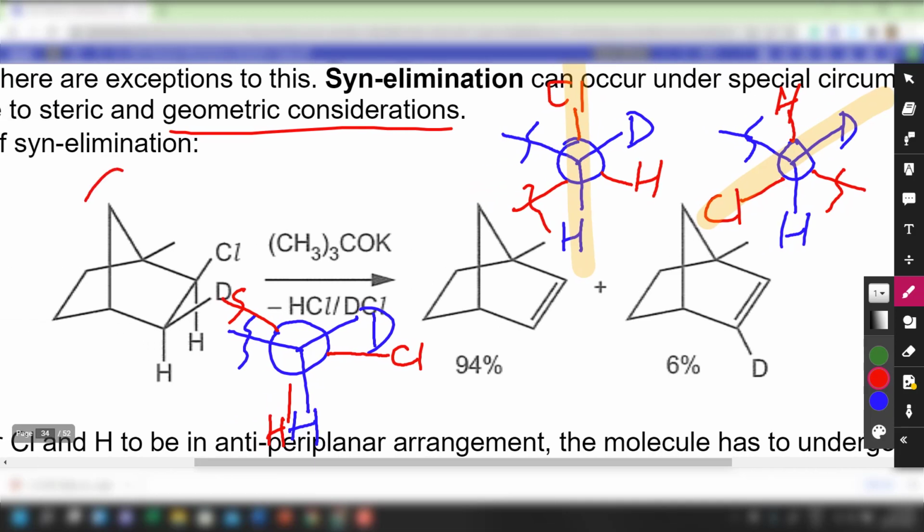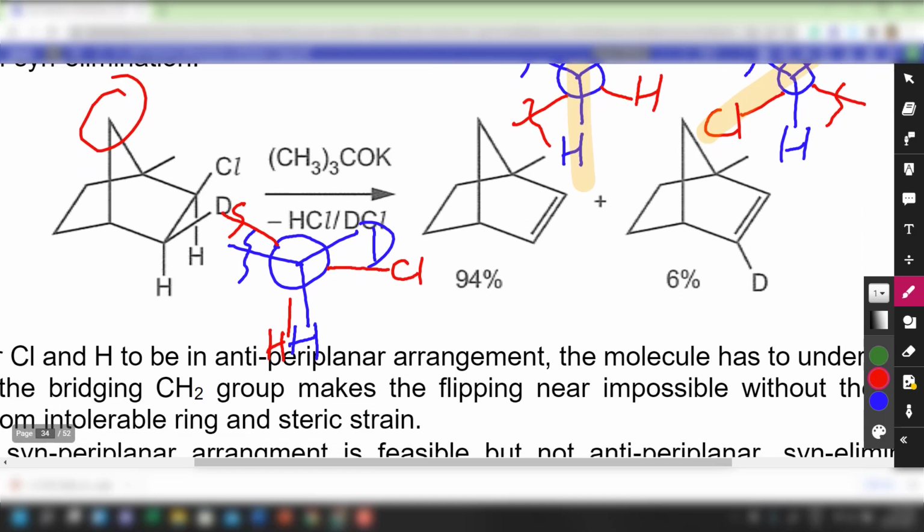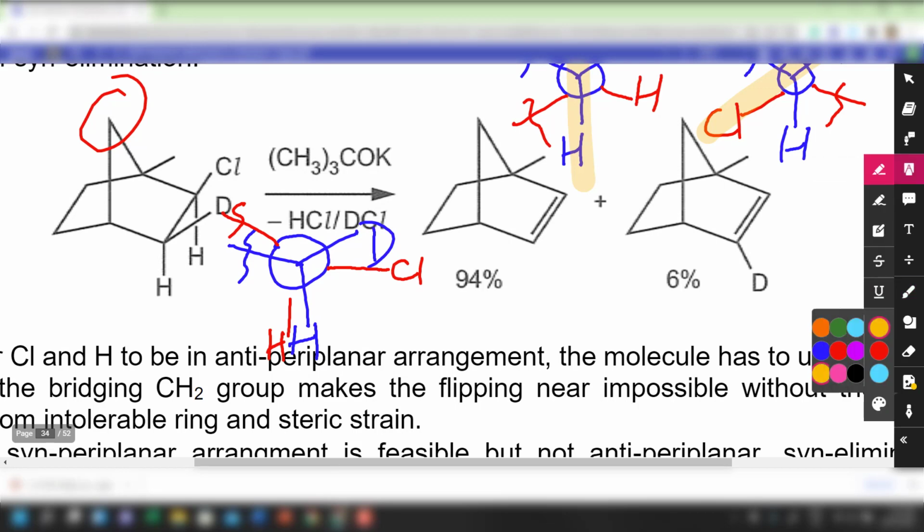But if my ring is being locked up by the CH2 group, right, I can't be doing ring flip. So I'm being forced in this particular conformation. Then in that case, what is the next best alternative? That will be syn-elimination, right? So if I can't do staggered, I will do eclipse, no choice.